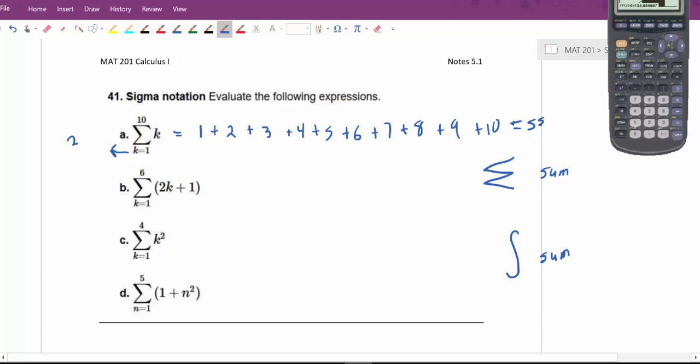Okay, so the key thing is to understand the notation. That's what I'm trying to learn, okay? All right, now the next one, we're going to do this. We're going to start by doing 2 times k plus 1. And I'm not going to sum all these things up.